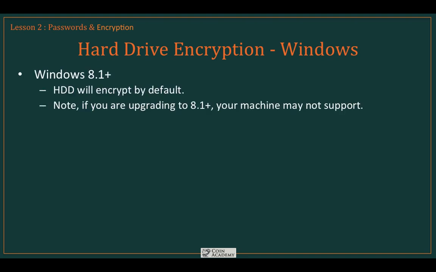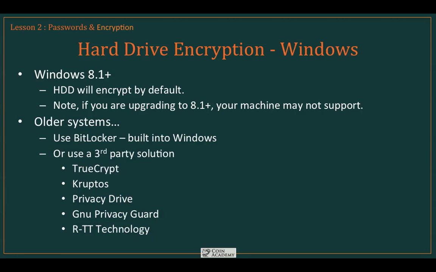From Windows 8.1 forward, hard drive encryption is enabled by default. However, if you've upgraded your software to 8.1, your machine may not support the default encryption protocol, in which case you're stuck doing it the way the older systems do it. And the older systems use BitLocker, which is an application that's actually built into Windows. You don't have to actually go out and get anything. It's right there for you already. You just have to start it.